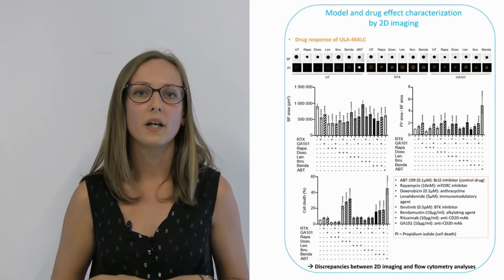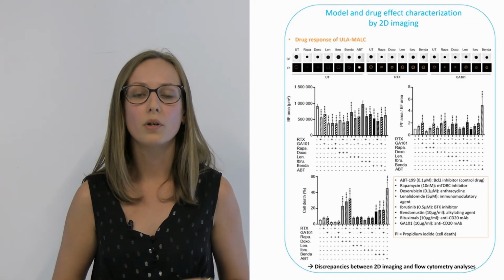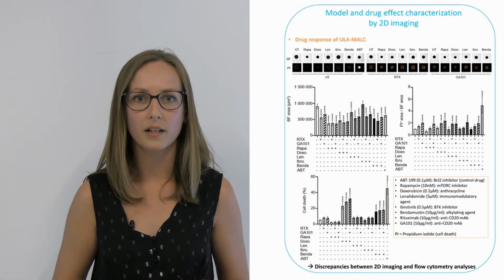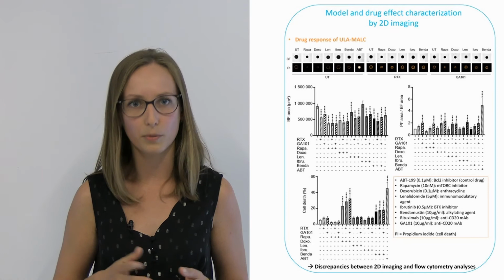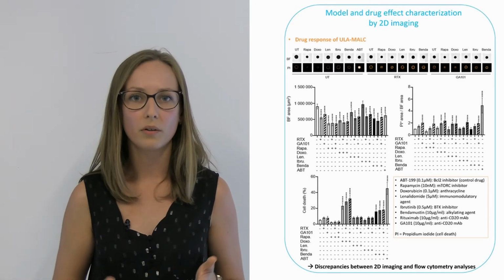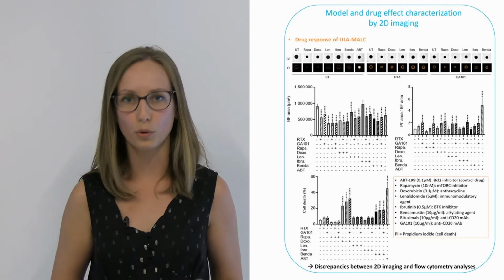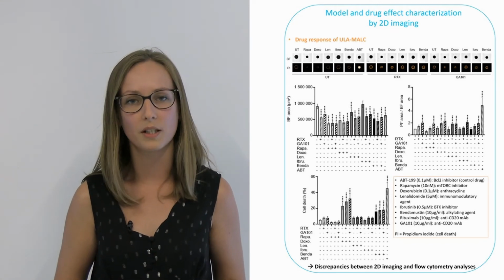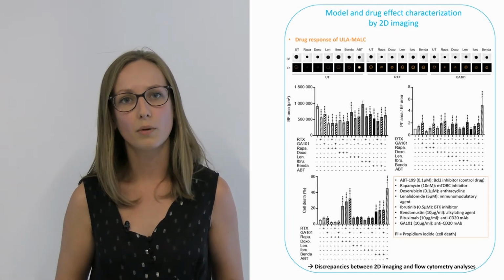Thanks to morphological analysis on the Operetta system, we were able to extract parameters like the area and the area of PI spots normalized by the area of each model. In parallel, we dissociated the model in order to perform flow cytometry with 780 staining to evaluate cell death.